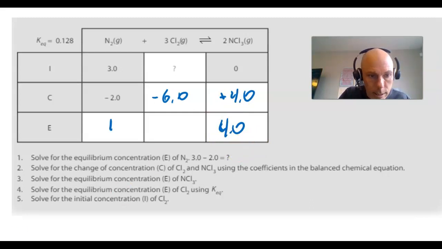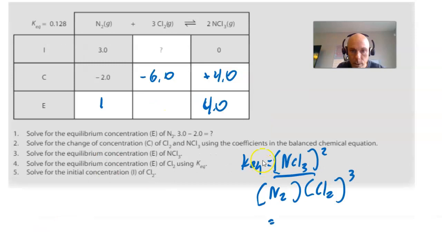All right. So now we're solving for the equilibrium concentration of chlorine using the Keq expression, and we'll plug in the values of N2 and NCl3 at equilibrium and solve for the equilibrium concentration of chlorine. First thing I've done is written the general Keq expression. It's going to be NCl3 squared, has a coefficient of 2 in front of it, over the 2 reactants, N2 and Cl2. N2 is raised to the first with no coefficient. Cl2, of course, raised to the third with a coefficient of 3.